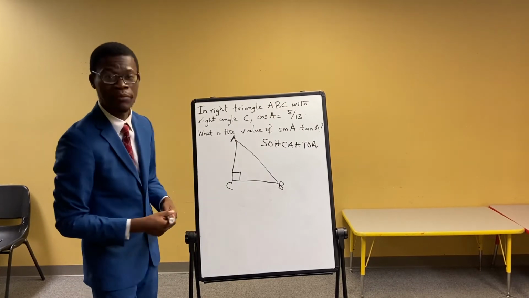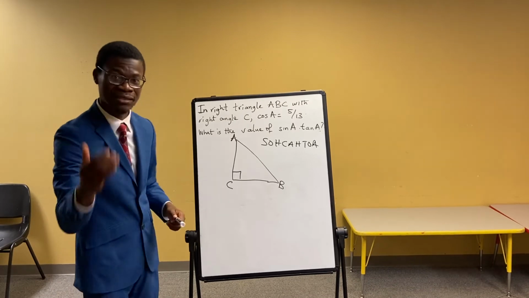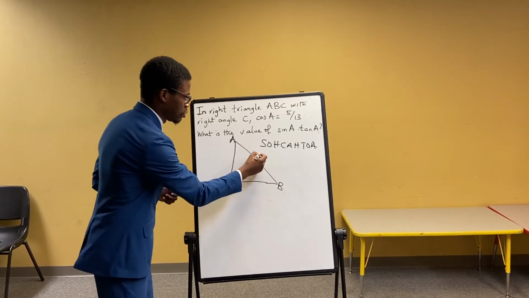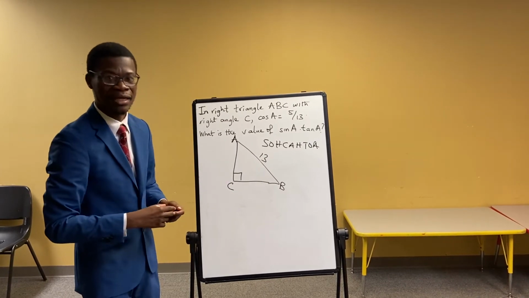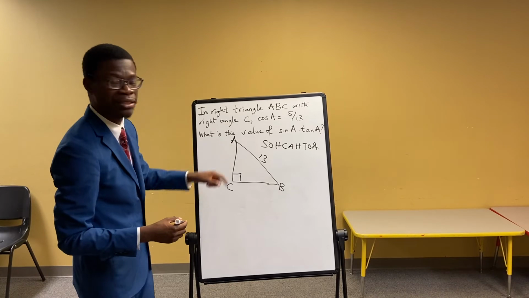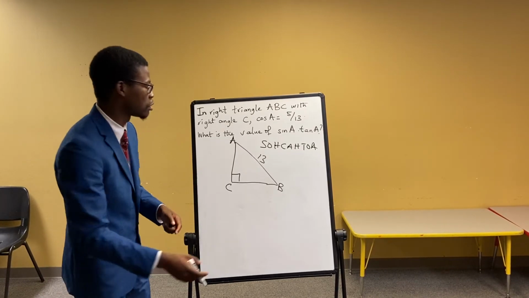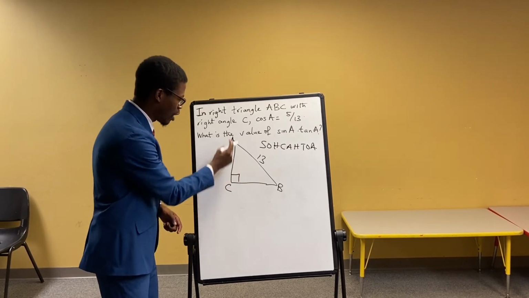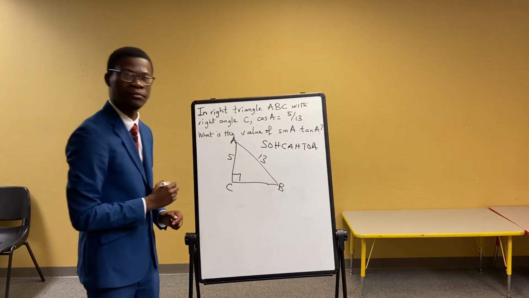First things first, where's the hypotenuse? The hypotenuse is the longest side of the right triangle, and it is the side facing the right angle. So that means it's AB. This is 13. Now, what is the adjacent side to A? The adjacent side to A is the side that is not the opposite. The opposite is the side facing the angle, while the adjacent is the side that is not facing the angle. So this is 5.